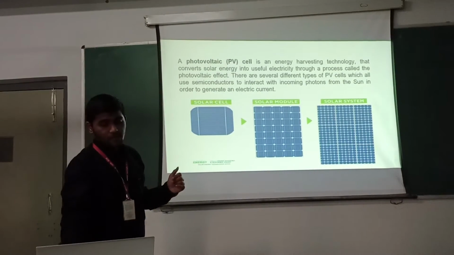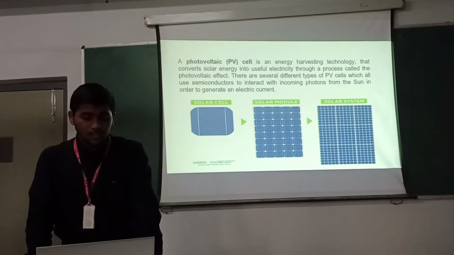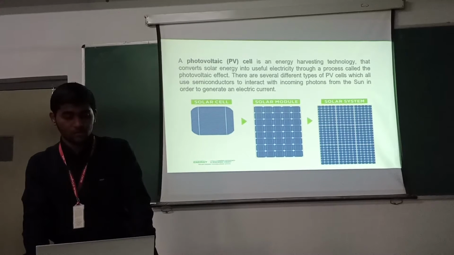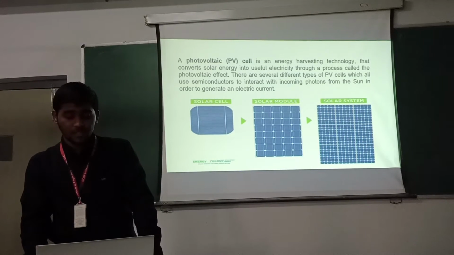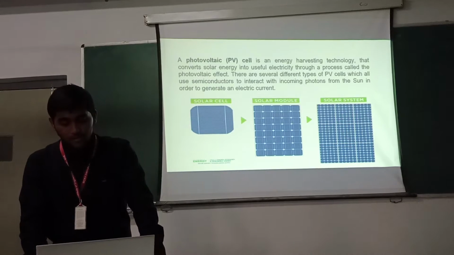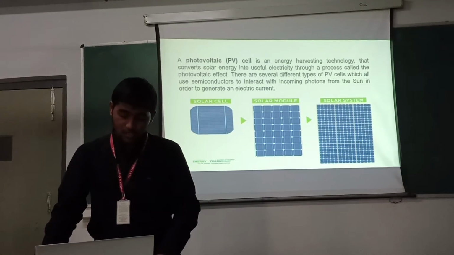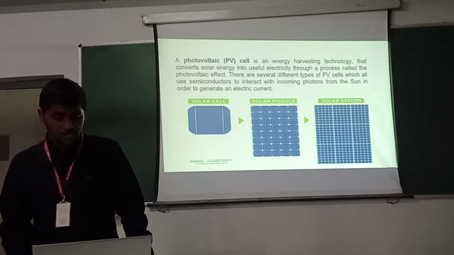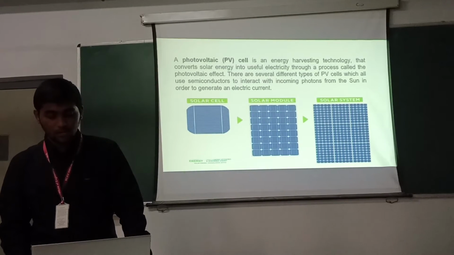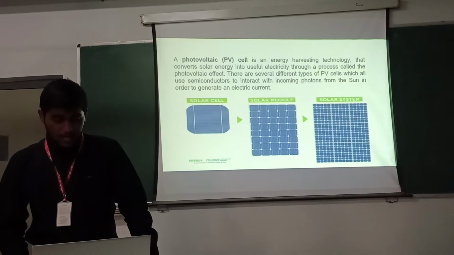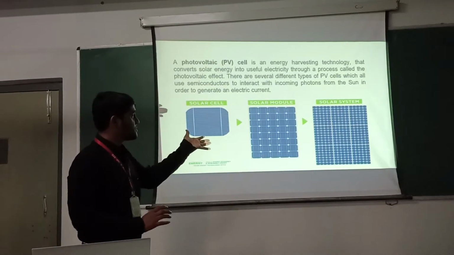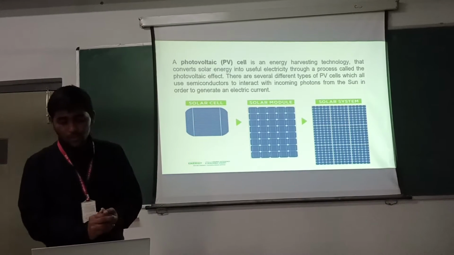Then what is PV cells or photovoltaic cells? The photovoltaic cell is an energy harvesting technology that converts solar energy into useful electricity through a process called photovoltaic effect. There are several different types of PV cells which all use semiconductors to interact with incoming photons from the sun in order to generate an electric current. There are various solar cells, as you can see in the diagram.